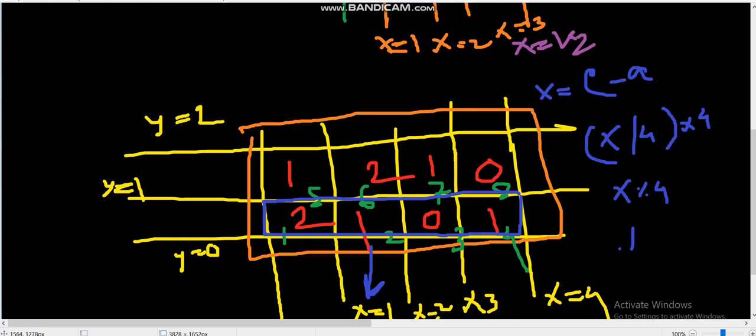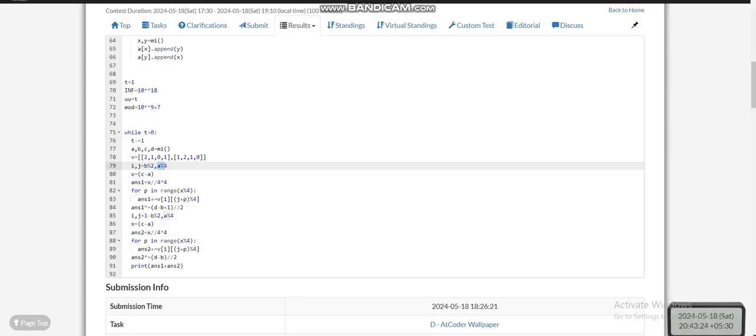That means we have to take two cells. So we will take this cell and this cell, so we will add 1 plus 0. I hope you get it. So that's what we are doing here. Answer 1 is x by 4 into 4, and we are adding x modulo 4 number of values starting from the current column, the jth column. I hope you get it.